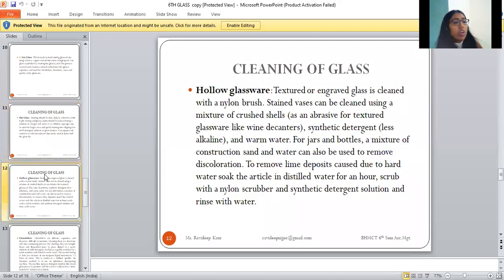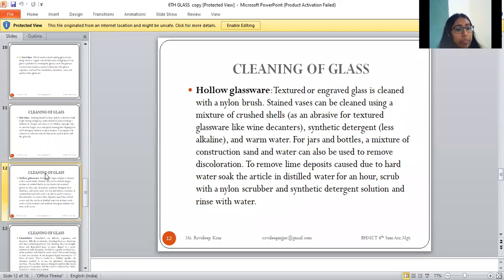we have hollow glassware. So how do we clean this type of glass? Textured or engraved glass is cleaned with a nylon brush. For cleaning this type of glassware, we need a nylon brush to dust it down once before cleaning.